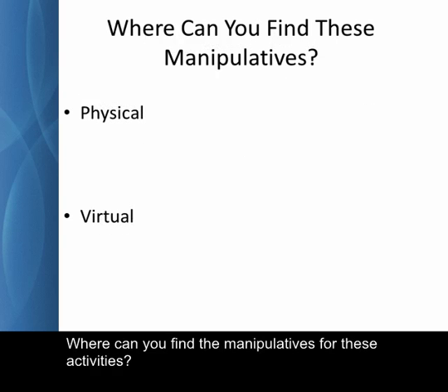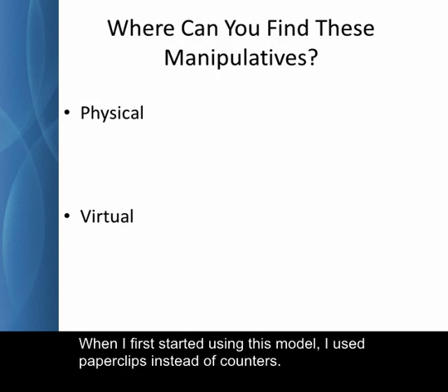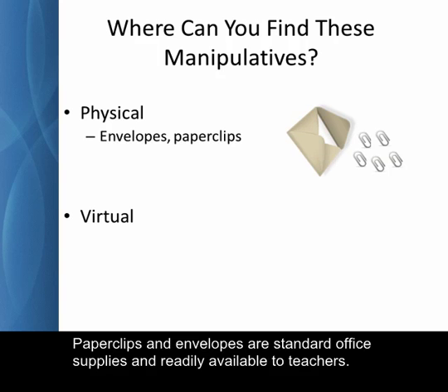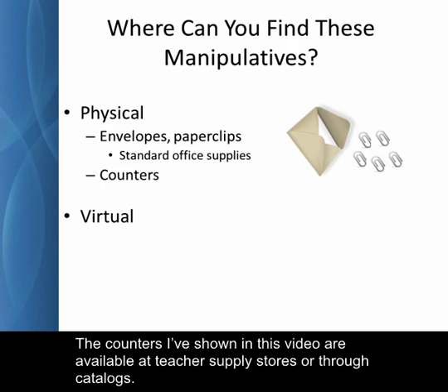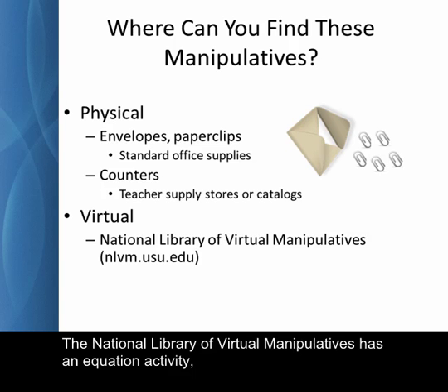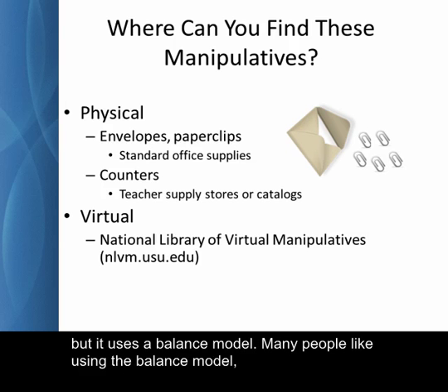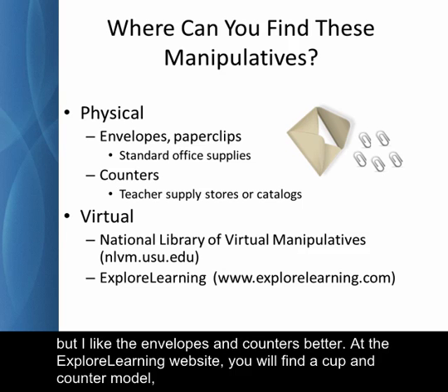Where can you find the manipulatives for these activities? When I first started using this model, I used paper clips instead of counters. Paper clips and envelopes are standard office supplies and readily available to teachers. The counters I've shown in this video are available at teacher supply stores or through catalogs. The National Library of Virtual Manipulatives has an equation activity, but it uses a balance model. Many people like using the balance model, but I like envelopes and counters better.